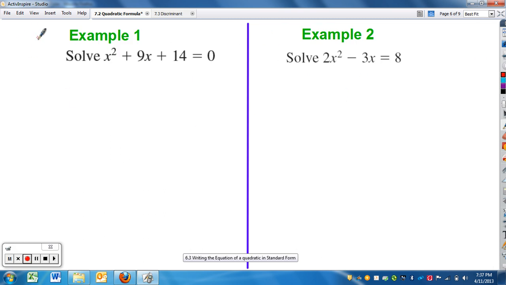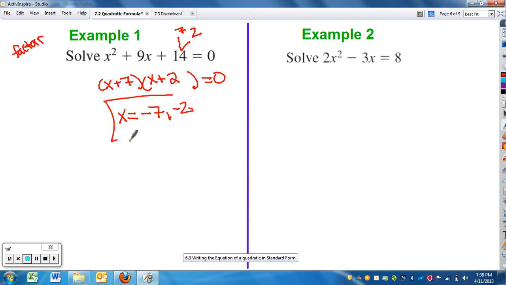So you really want to concentrate on your three methods. First off, is there a bx? And this one is. So then you can ask yourself, does it factor? If it factors, you should try to factor it. Well, you can look at 14. Factors of 14 that add up to 9 are 7 and 2. So I am going to factor this instead of using the quadratic formula. So this is x plus 7, x plus 2 equals 0. So then my solutions are negative 7 and negative 2, which we did back in Unit 5 and a little bit in Unit 6. Let's look at example 2.